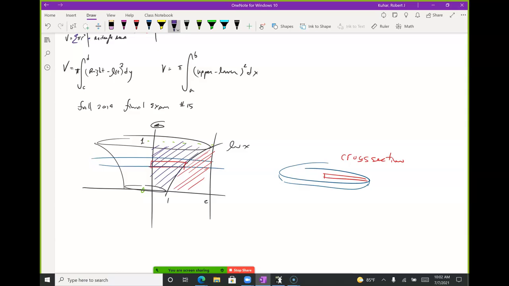And if it's not clear on the test, ask me, please. It's not a big deal to say, Robert, which region are we talking? I'll say, well, let me see your picture. Let me see your paper. And you can hold it up to your phone. Something like that.